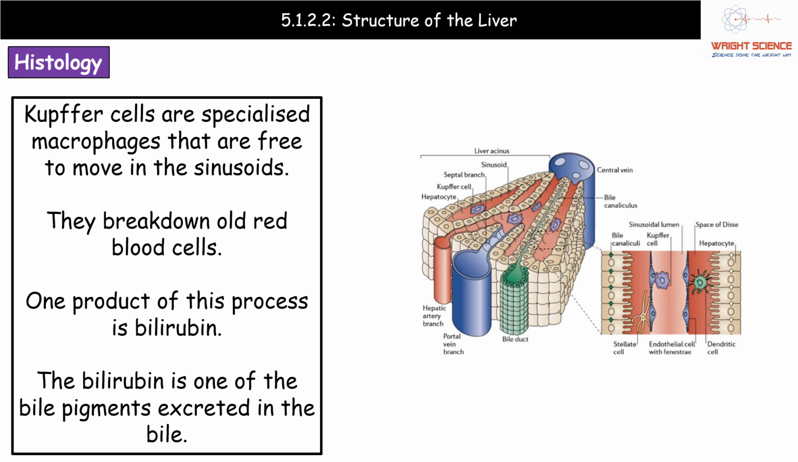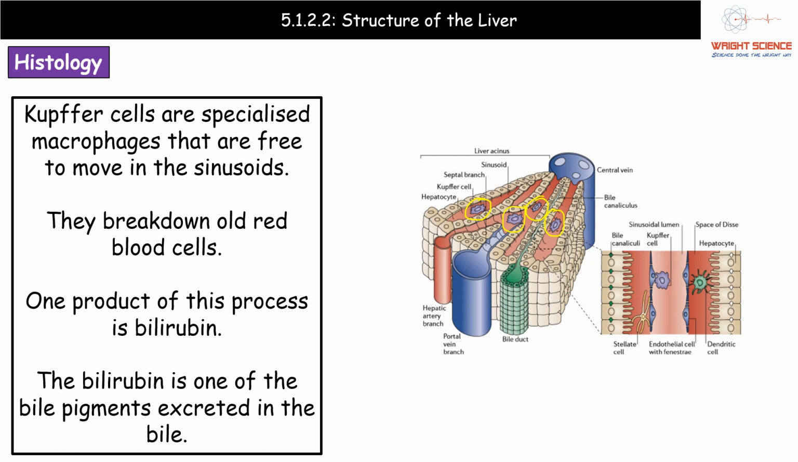Now, you may have noticed that floating around in those sinusoids, we've got these little weird purpley cells. They are what we call Kupffer cells, and they're basically a specialised macrophage roaming around the sinusoid, and their role is to break down any red blood cells that have reached the end of their life. So hopefully we remember that one of the key adaptations red blood cells have is they do not have a nucleus, and as a result of that specialization, they have a limited lifespan. So once they're at the end of their life, they need to be broken down, and that's where these Kupffer cells come in.